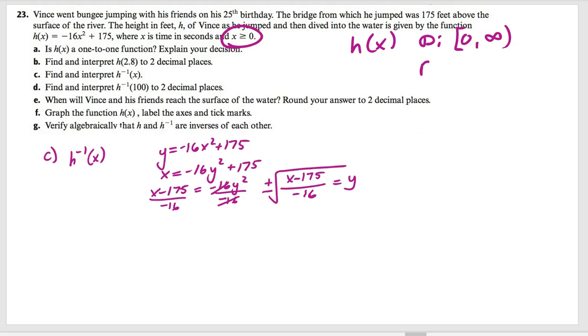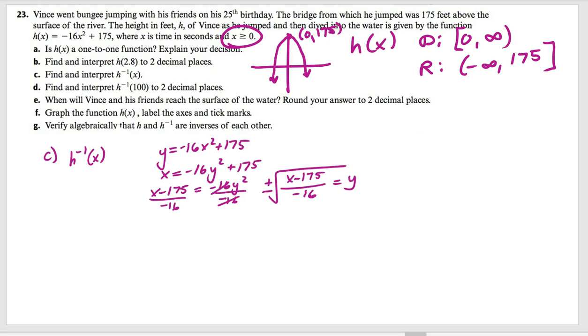Okay? And we know that our range will be from negative infinity to 175. I know that because I just went ahead and quickly put it in my calculator, but I can see that this parabola looks like this. And the vertex right here is at (0, 175). So the lowest is negative infinity, the highest is 175.